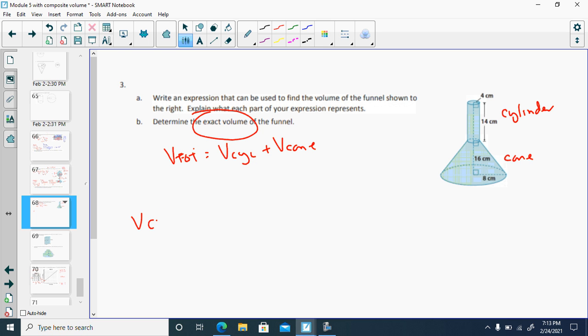The volume of the cylinder, let's do that one. The formula for volume of a cylinder is pi r squared h. That would be pi times the radius on our cylinder, which is 4, and the height on our cylinder is 14. Let's plug that in: 4 squared times 14. It's 224 pi.